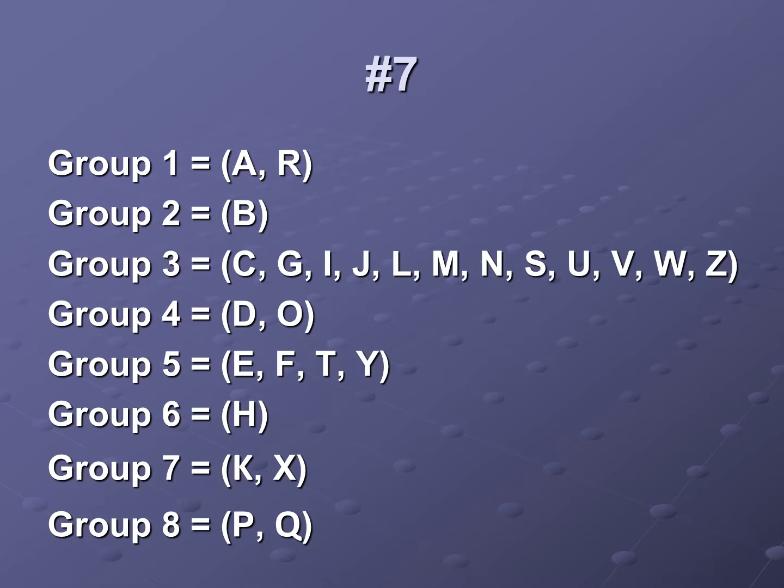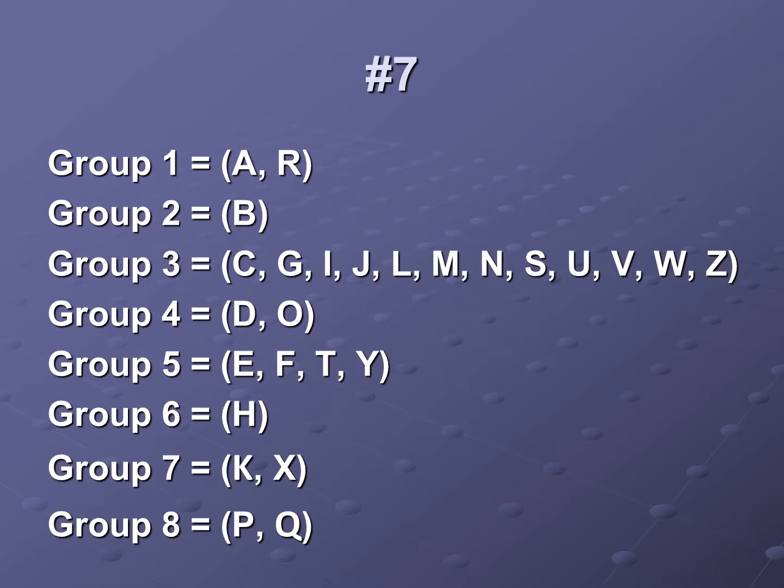When doing this kind of thing, probably the easiest thing to do first is look for the ones that have holes in them, because that will eliminate the other ones and make sorting through it a little bit easier. So you realize that A and R from group 1, from group 2 the B, from group 4 the D and the O, and from group 8 the P and the Q all have circles in them.